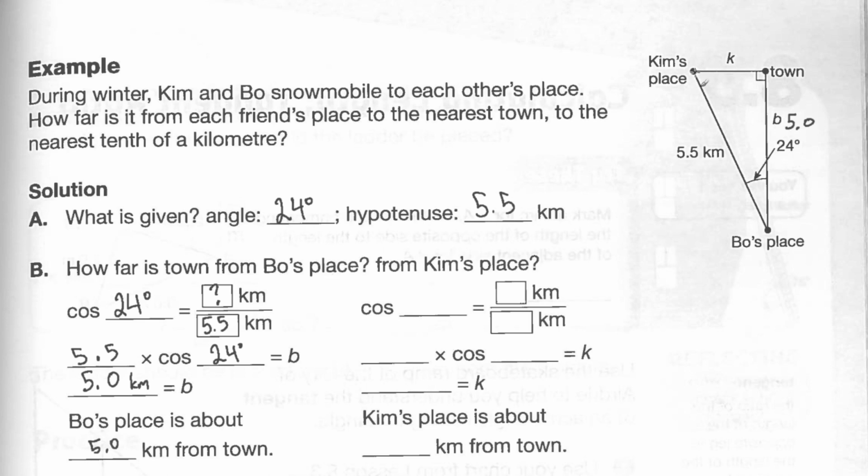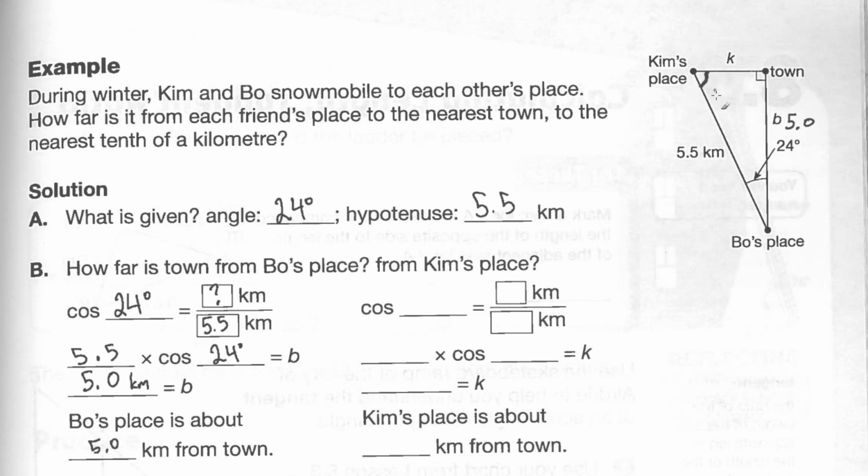And then what about Kim's place? Well, Kim's place, the adjacent angle right now is unknown, but the adjacent side is K. So to find out Kim's place, we could do two things. We could use the sine ratio because Kim's place, the K here is opposite from 24, so we could say 5.5 times sine 24. But since this is the cosine section, we want to do the cosine, which means we just have to find angle B, or this angle right there.